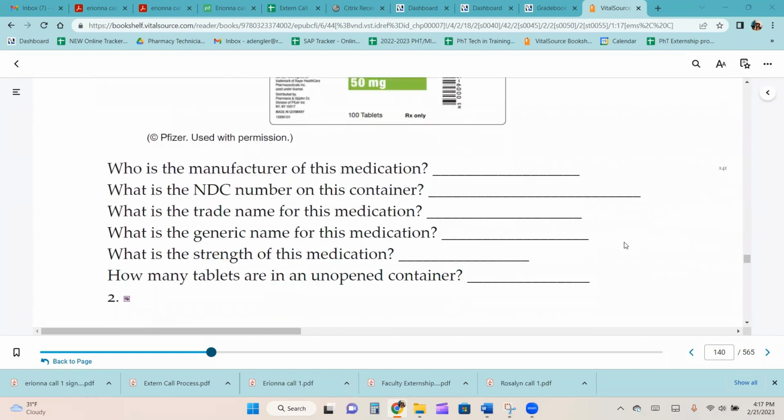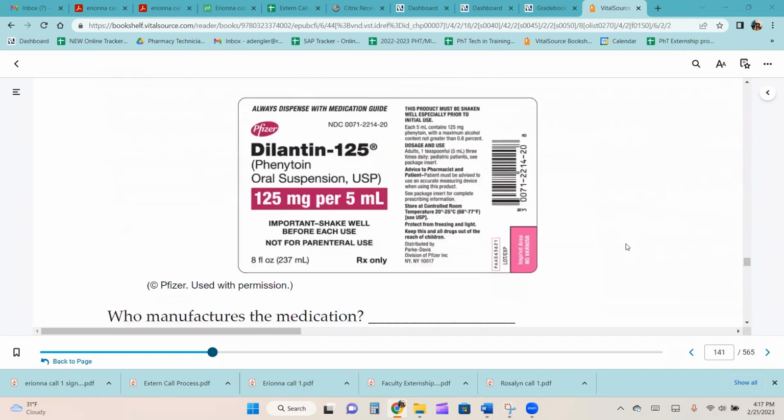And practice problems. We'll do a few problems from A, B, and C.